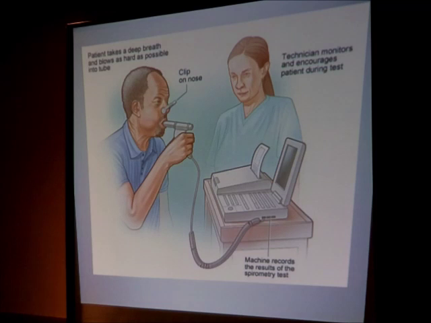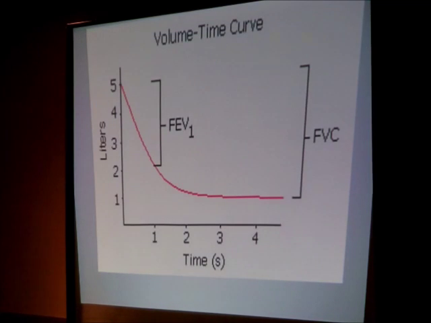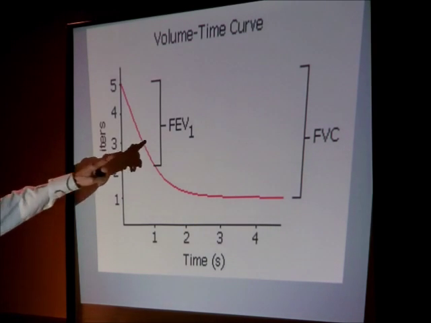And so you have a clip on your nose, you take in a deep breath, and then you blow out as hard as you can, and the technician is there to make sure you keep on blowing out, blowing out, blowing out for at least 4 or 5 or 6 seconds. And then we measure the amount you breathe out in 1 second, and that's called the forced expiratory volume in 1 second, FEV1.